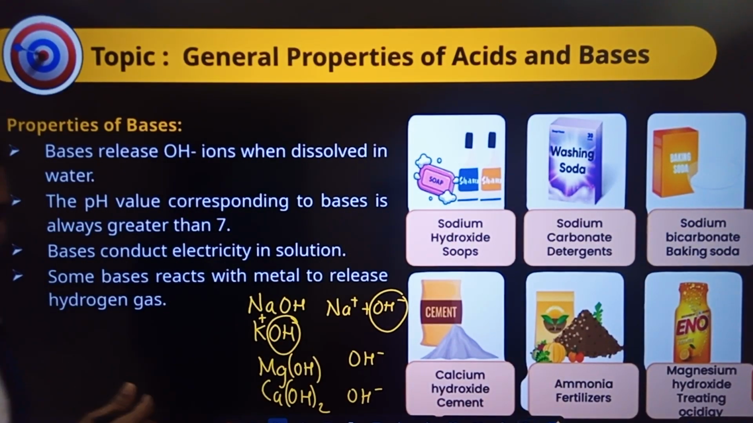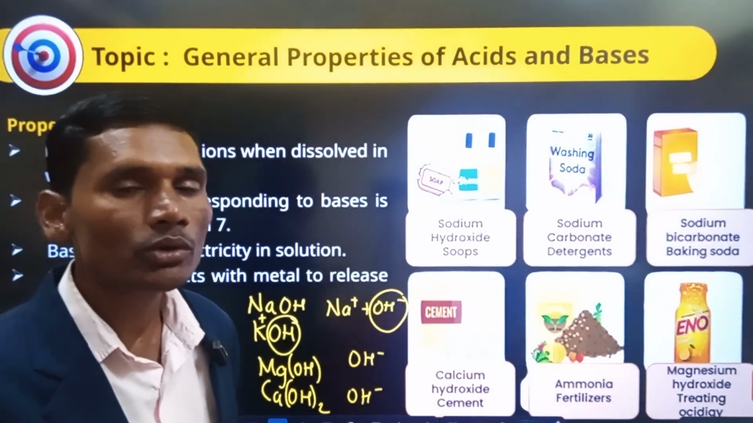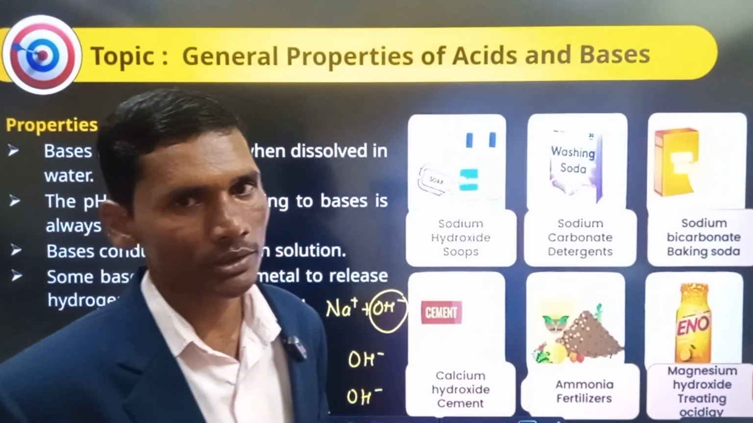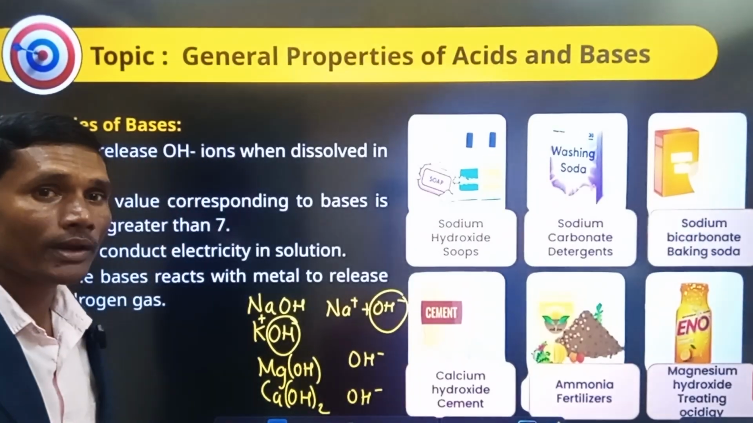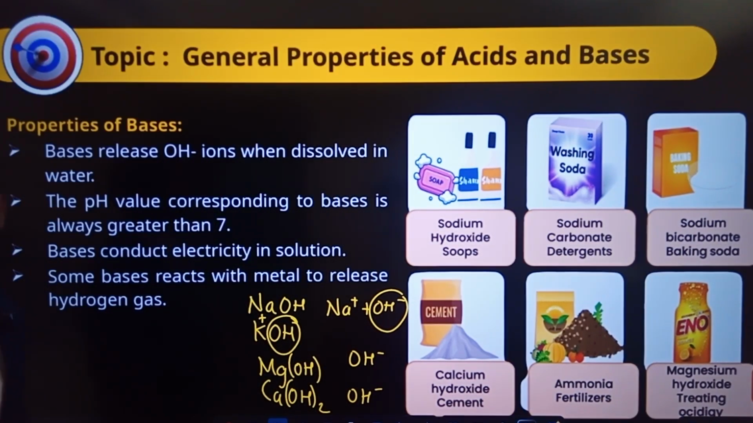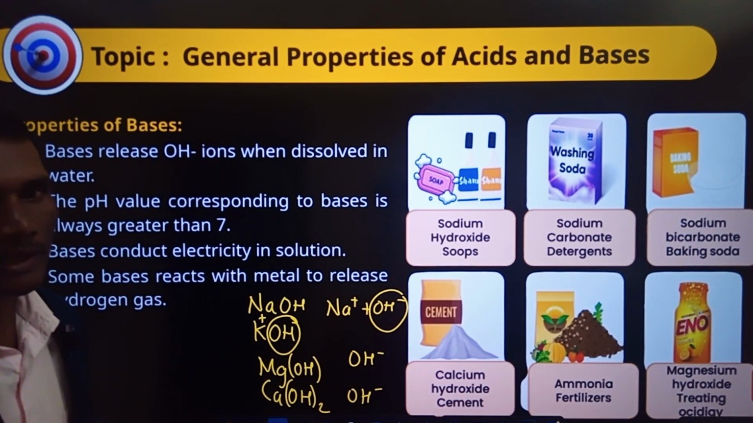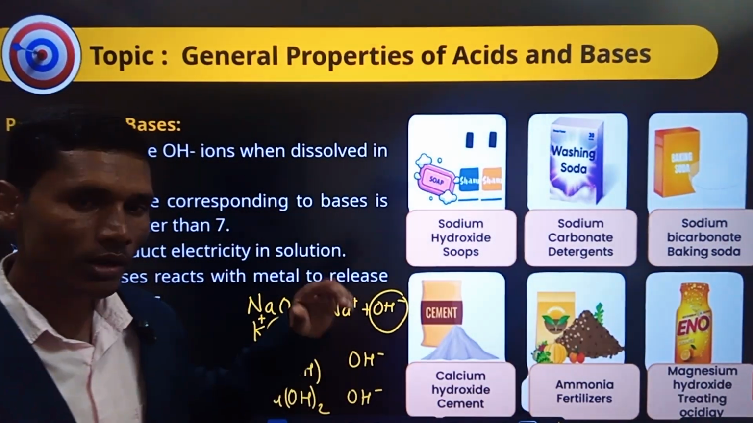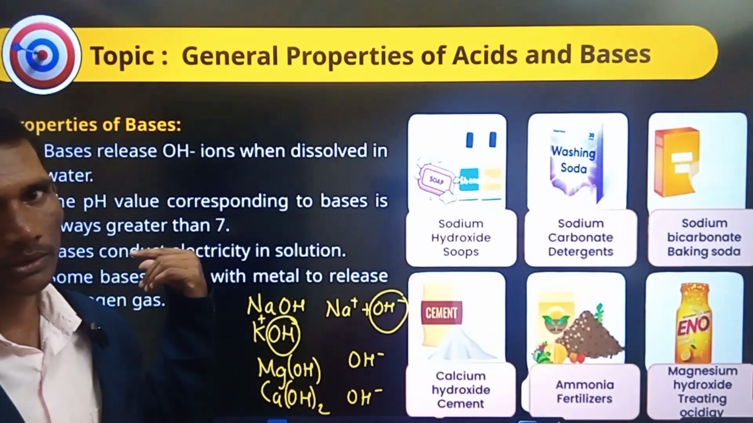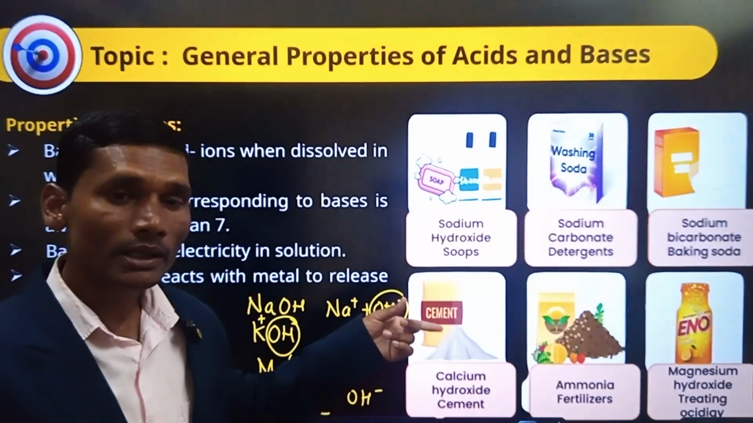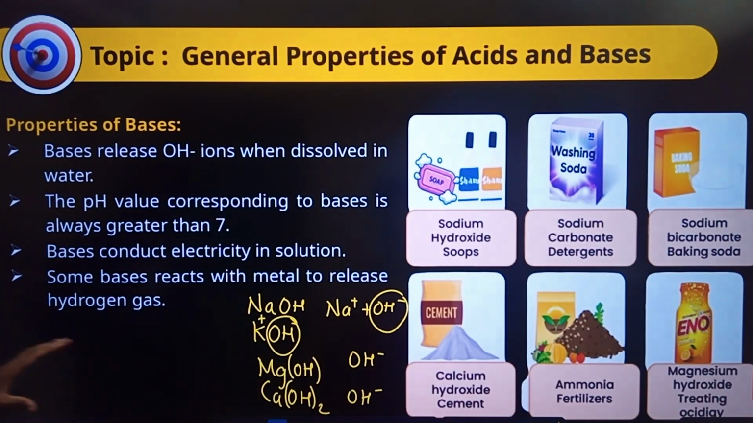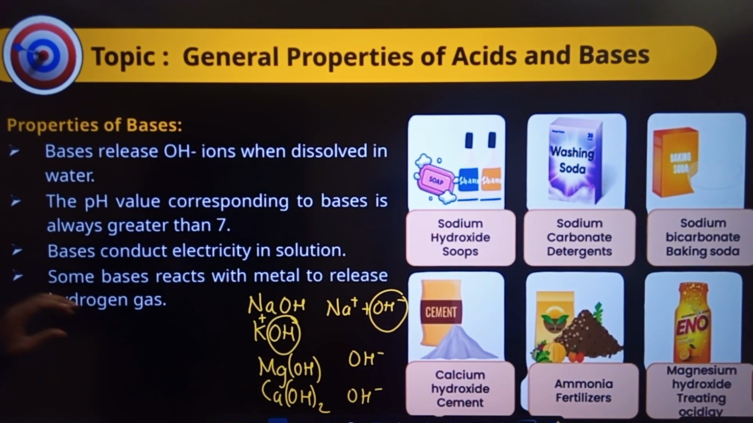Next, bases in solution also conduct electricity. Remember, bases also conduct electricity when in solution. And some bases, when they react with metals, release hydrogen gas. Remember, there are some similarities between acids and bases. Acids conduct electricity when dissolved in water, and bases also conduct, right? And some bases also release hydrogen on reacting with metals. These are the properties of bases.